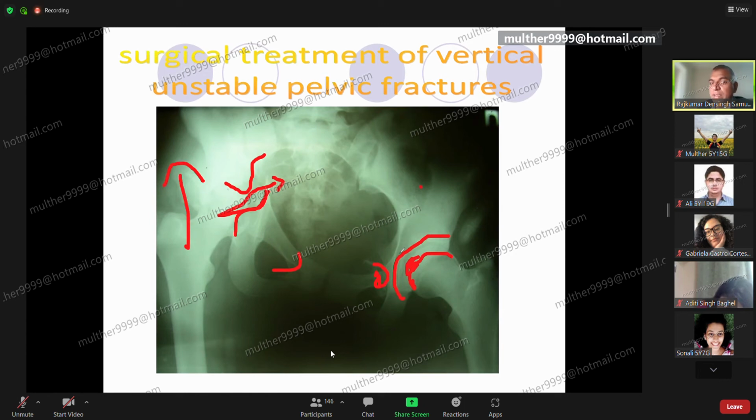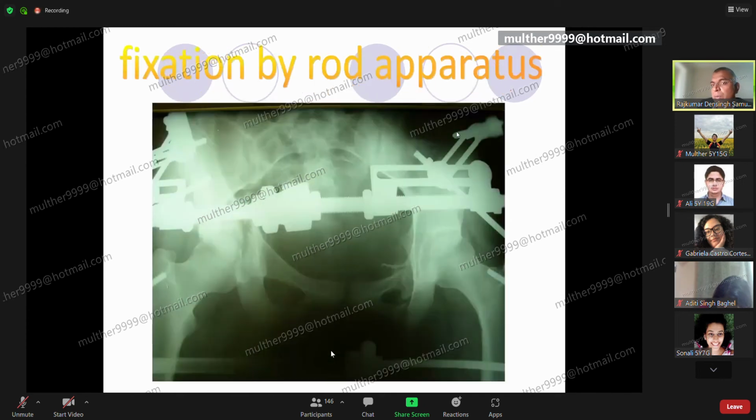So here we can see unstable pelvic fracture with vertical instability. Fracture of one side, with dislocation. Here we have fracture of the superior pubic ramus on both sides. So this is a very complicated pelvic fracture. So in this scenario, once again, how to treat? Treatment is what? Operative method of treatment.